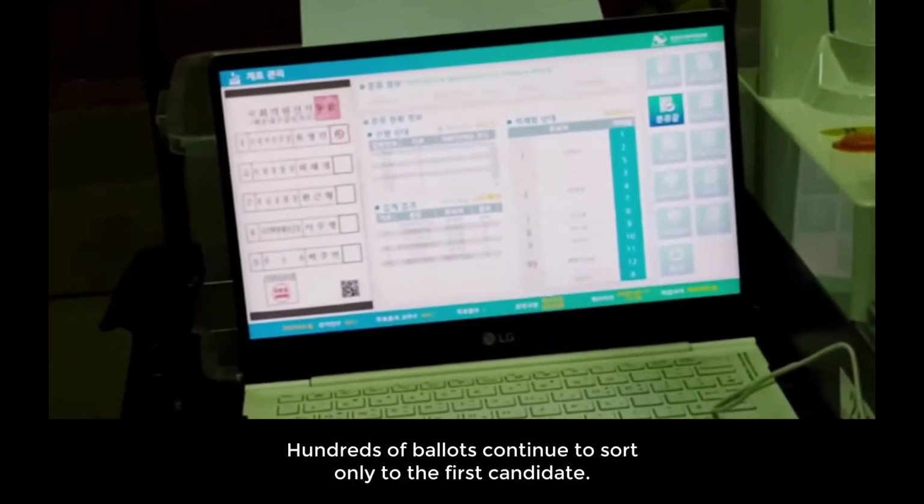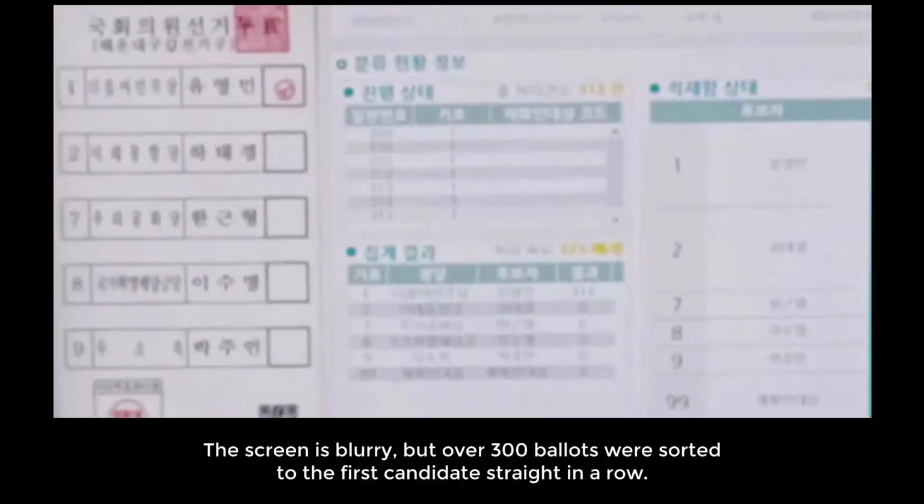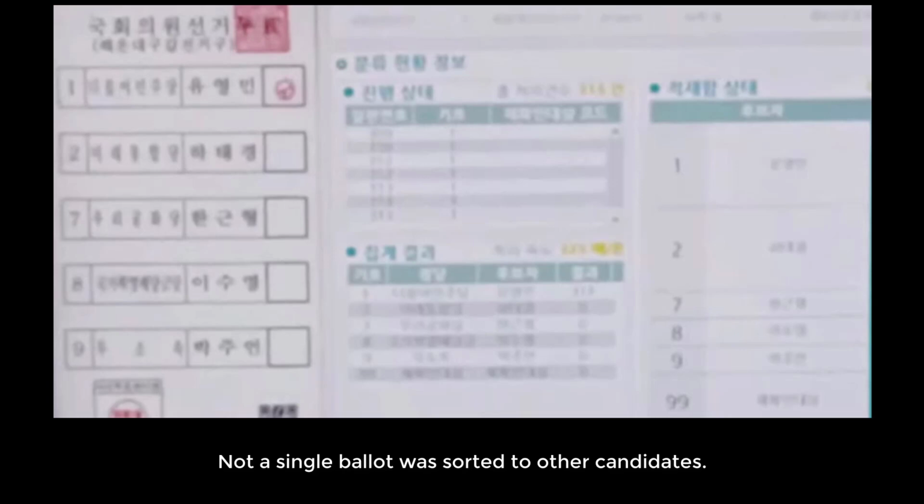Hundreds of ballots continue to sort only to the first candidate. The screen is blurry, but over 300 ballots were sorted to the first candidate straight in a row. Not a single ballot was sorted to other candidates.